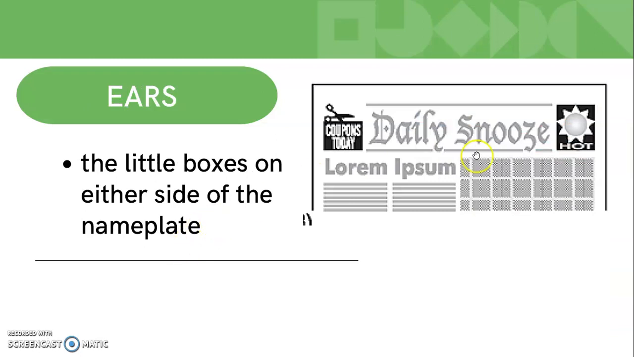So ears, just like an ear, the position of the ear is on the side of the head, of our heads. And so ears are the little boxes on either side of the nameplate. So ito po siya yung nameplate niyo, pangalan. And so the ears are here. So ano po ba yung usually nilalagay sa ears, okay?